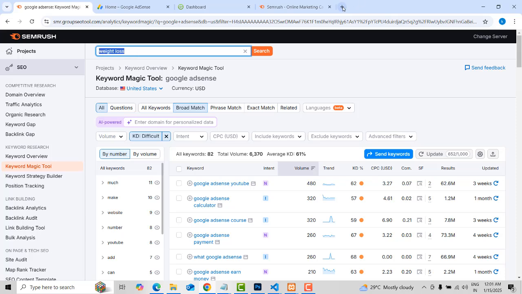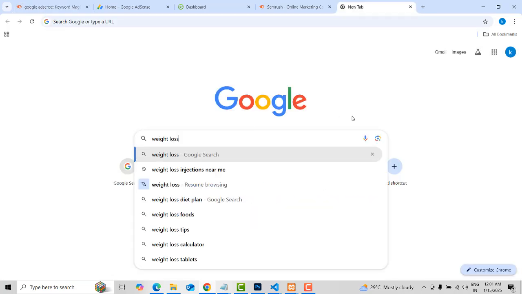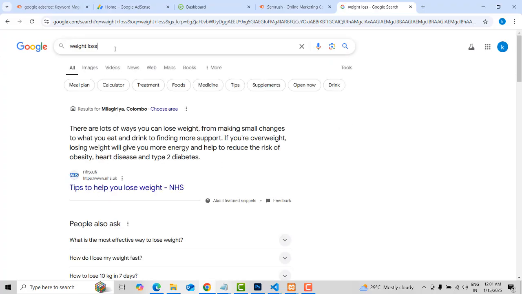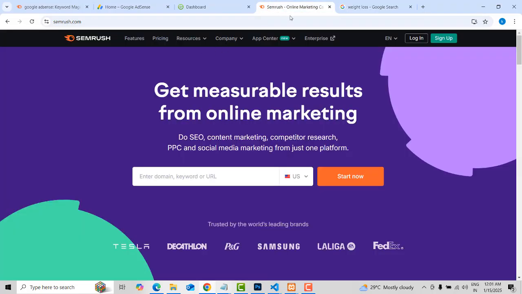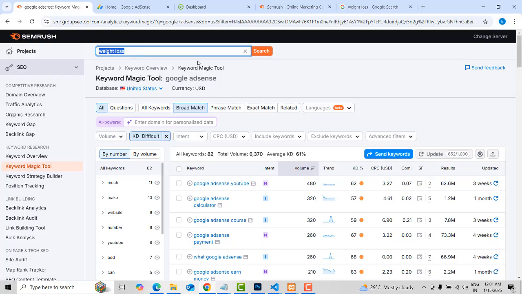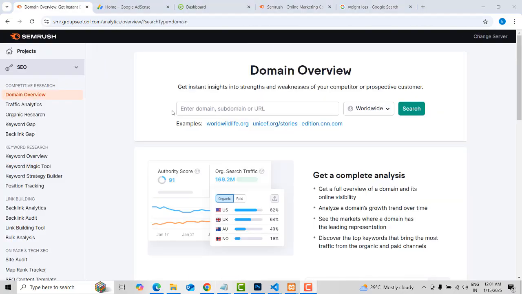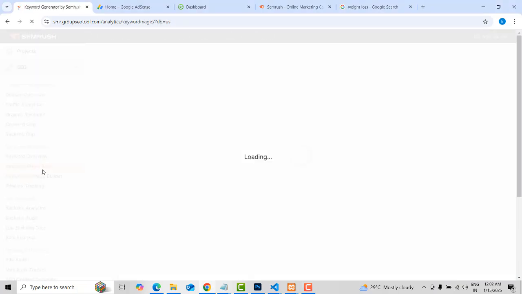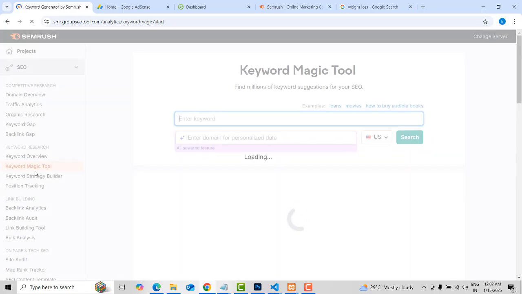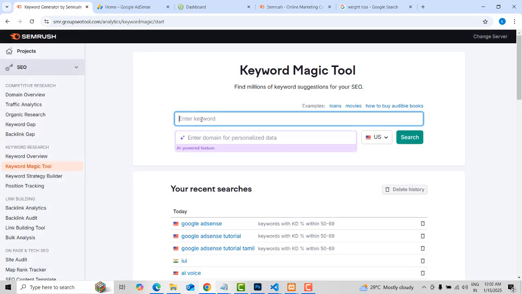First, you have to find the volume of that particular keyword: weight loss. How much volume? Click. In your SEMrush account, you can select Keyword Magic Tool. This is a tool where you can research keywords. I want to research the keyword which is weight loss.